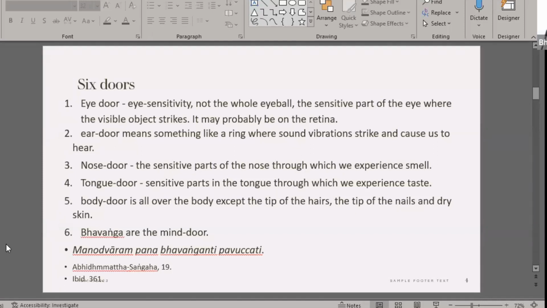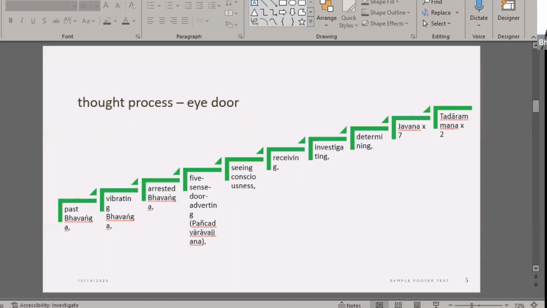In Abhidhammattha Saṅgaha, it is said, Manodvaram pana bhavanganti pavuccati. Manodvara means Bhavanga consciousness or life continuum consciousness. So first we should understand what the doors are. Then let's try to understand the thought process in brief. We have already discussed this thought process to some extent.